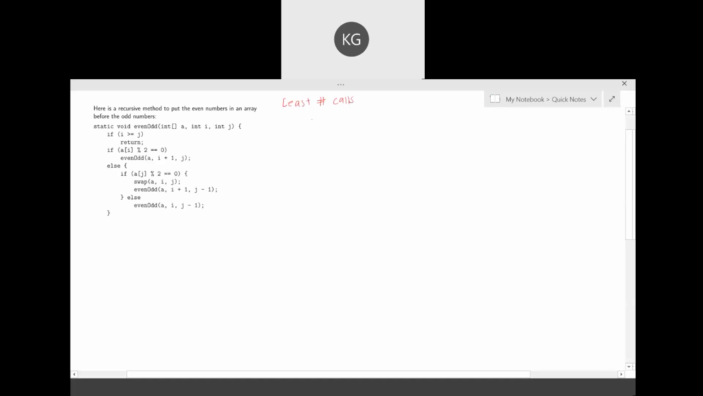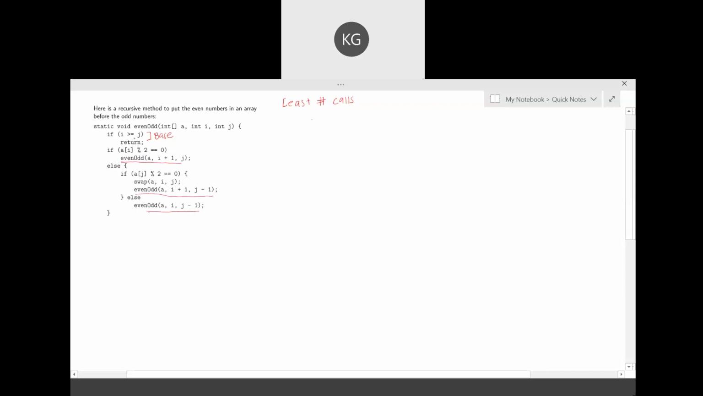So there's two things that we have to look at in recursion. We have to look at our base case, which is right here. And then we have to look at how we're getting to the base case, which is our recursive calls. Here, here, and here. So our base case is if i is greater than or equal to j.